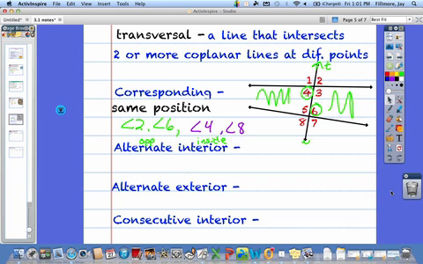So again, one example would be angle 4 and angle 6. I want to look for a second pair. I could say angles 3 and 5. Alternate sides, interior. So angle 3 and angle 5.